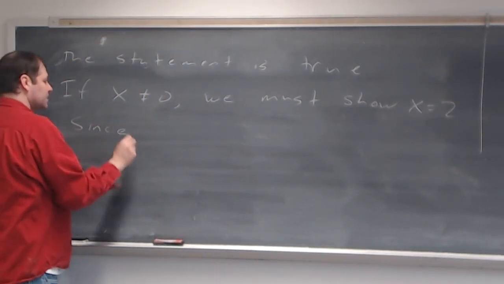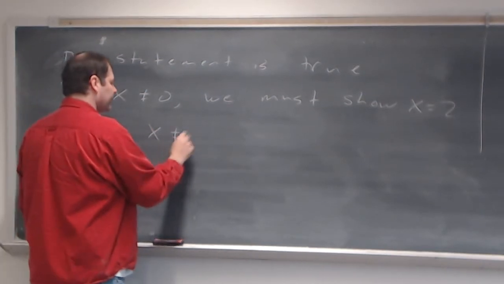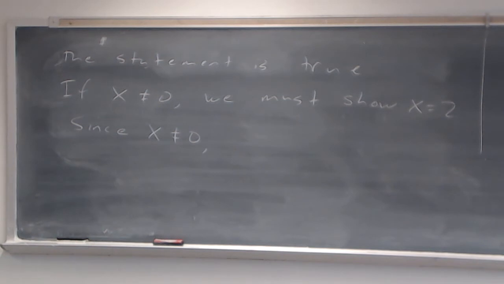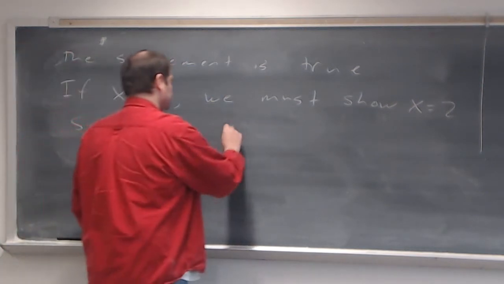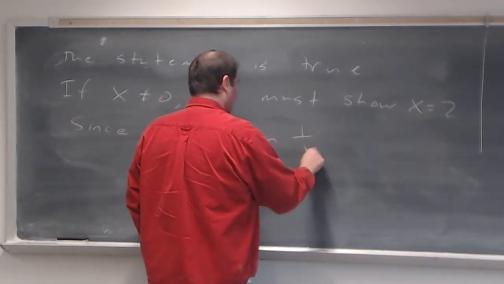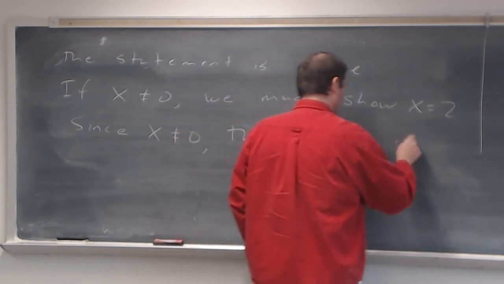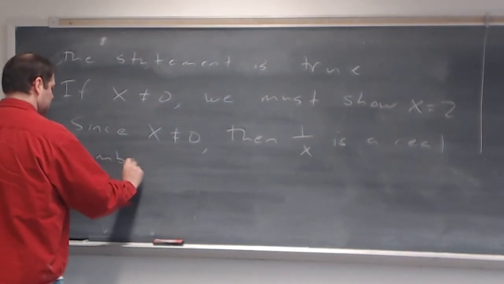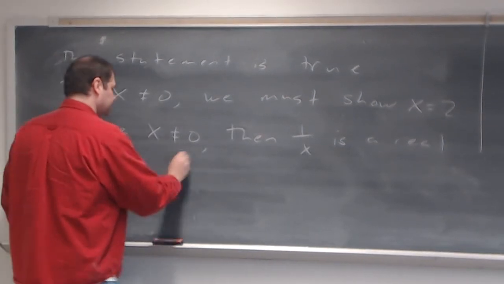I'm going to say since x is different than 0. So x is some real number and it's not 0. What that means is that its multiplicative inverse exists. There's some real number out there that you can multiply this particular x by and get 1. 1 over x is a real number.